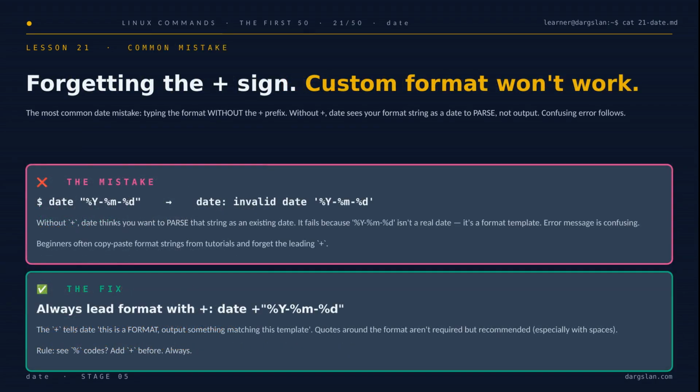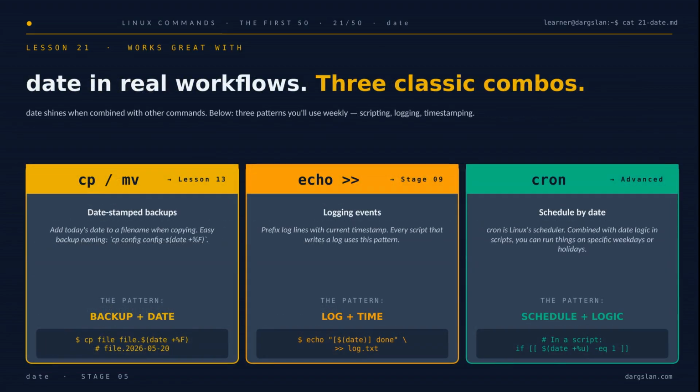Now, before you go script this yourself, let me save you 20 minutes of confusion. The single most common mistake with date is forgetting the plus sign. Type date %Y-%m-%d without the plus, and you'll get a baffling error, invalid date. That's because date thinks you're handing it a string to parse, like asking, what day is %Y-%m-%d? The fix is simple. The plus tells date, this is a format. Render it. So the rule: if you see % codes, put a plus in front. Always.